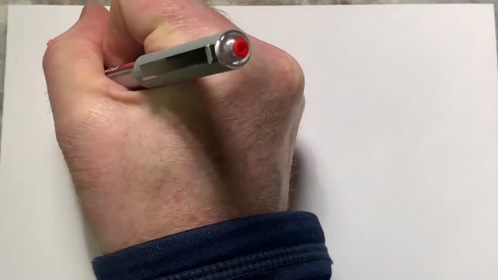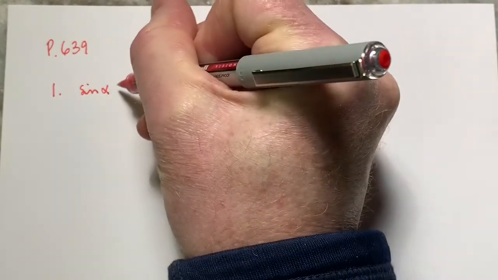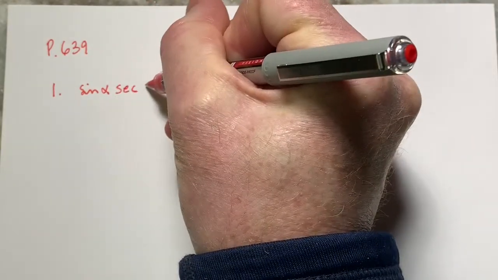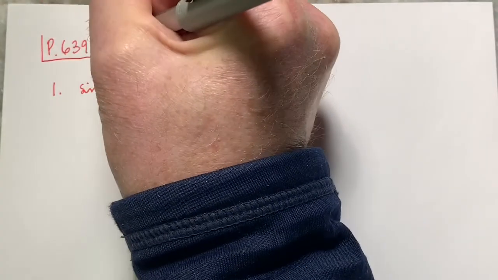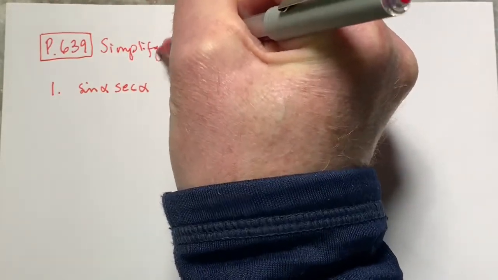So anyway, first thing, I'm going to look at number one. It says, what is the sine of alpha times the secant of alpha? And the question for all of these is to simplify. I'm not going to write the word simplify for all of these. I'll just write it this once. But again, that's what they're asking you to do.